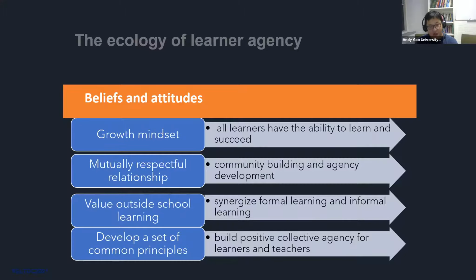Situations. There is a lot of learning going on in outside school situations. So we need to really synergize the formal learning in school and informal learning outside school. And we might need to develop a set of common principles which will manage students' expectations, and which will be very useful for behavioral management as well. These common principles would help us build a positive collective agency for learners and teachers. We know what we need to do, what we expect to do in the pedagogical or learning process.